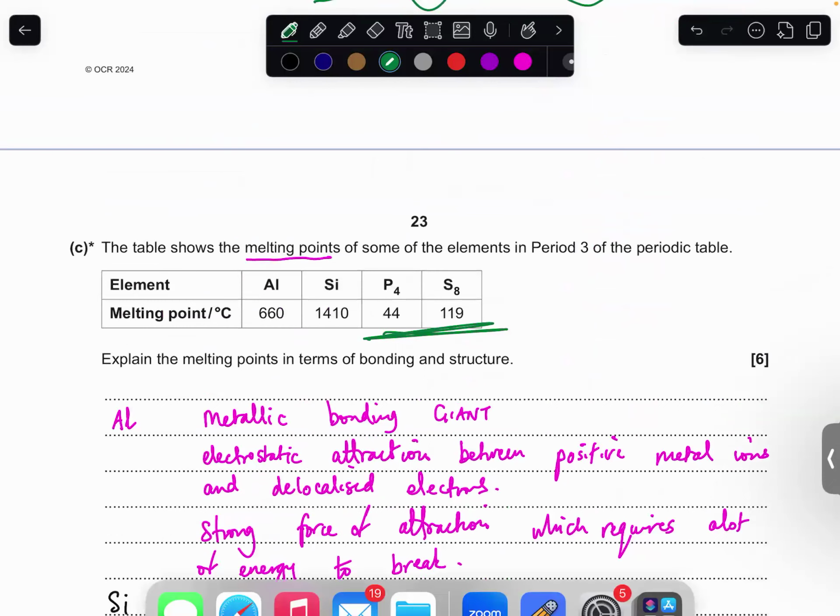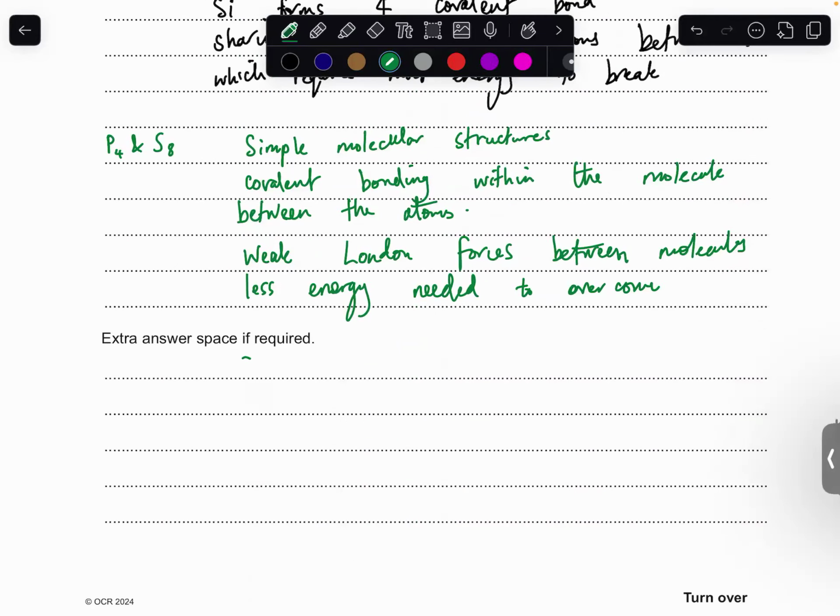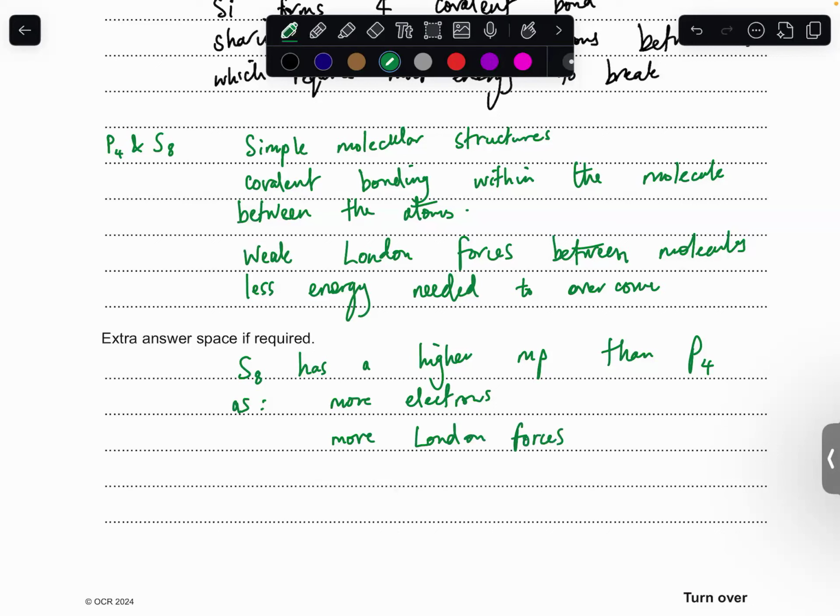Now, you see, why is S8 higher? S8 has a higher melting point than P4, as, again, we've seen this many times in past exam paper questions, as S8 has more electrons, and those more electrons cause there to be more London forces, which requires more energy needed to overcome these intermolecular forces.